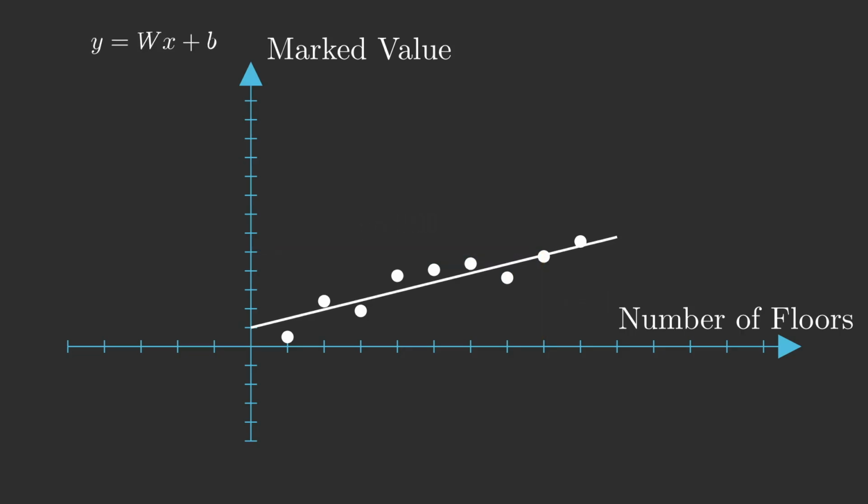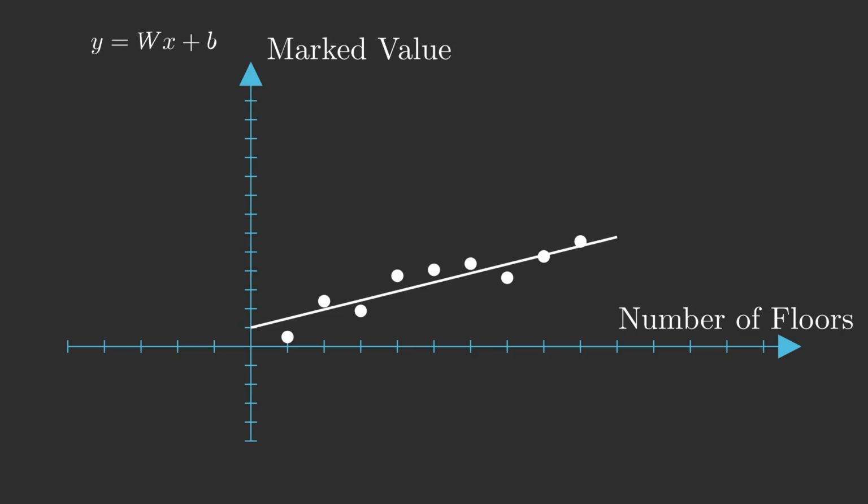Here w and b are called parameters, as we can change them to create different models. The main question now is, what are the best values for w and b to best predict the market value given the number of floors? While there is an analytical solution to this using linear regression, I purposefully won't get into this as this video is about neural networks, and I want to keep it as simple as possible.